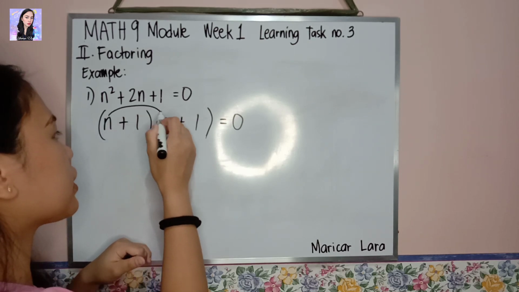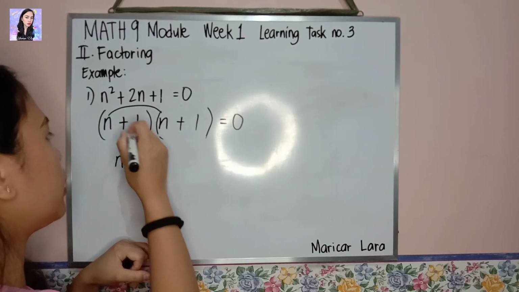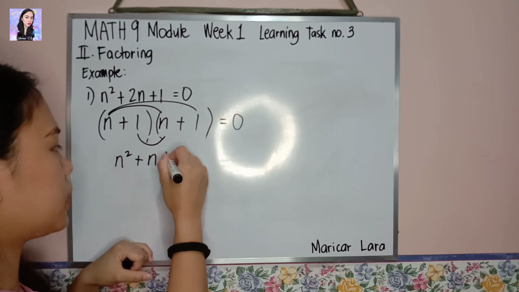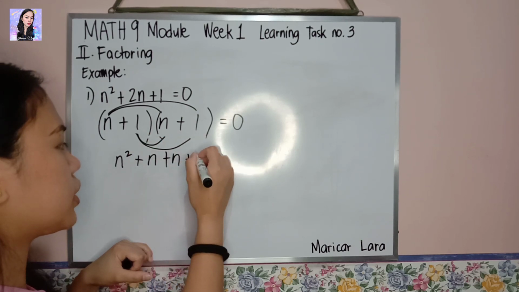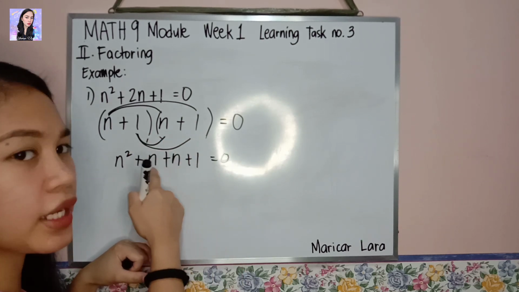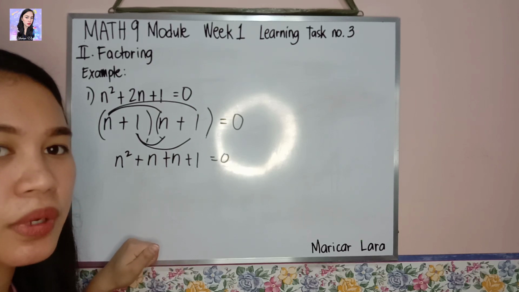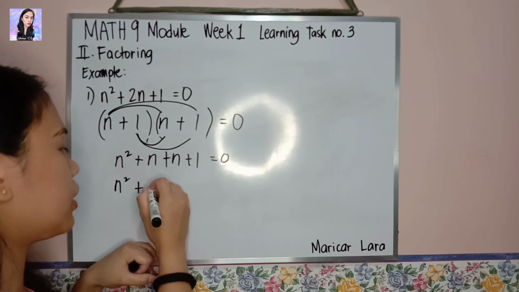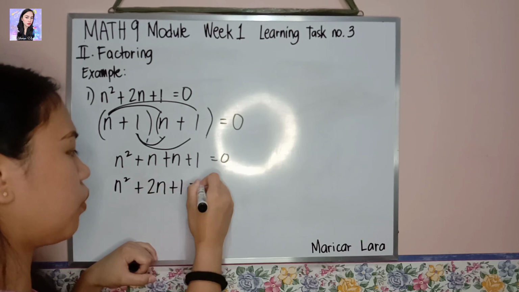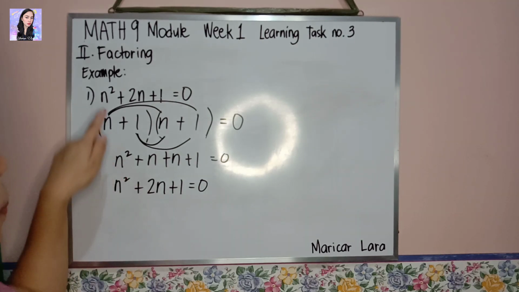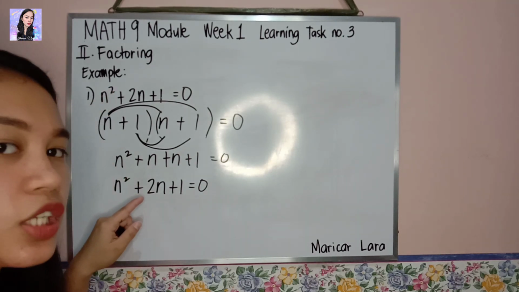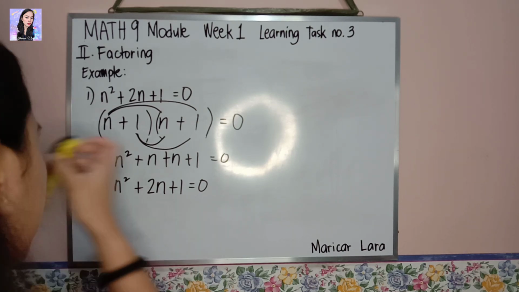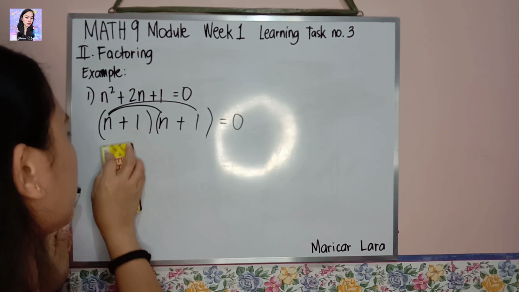So, i-multiply lang natin yan. N times n squared. N times 1, positive n. 1 times n, positive n. 1 times 1, positive 1 equals 0. And then, combine like terms. Pag-add lang natin yung magkakaparehas na terms. So, we have n squared plus 2n plus 1 equals 0. Ibig sabihin, kung parehas yung nakuha natin sa checking dun sa original equation, ibig sabihin, tama yung factors na nakuha natin. Okay? So, since tama yan, burahin ko na yung checking.